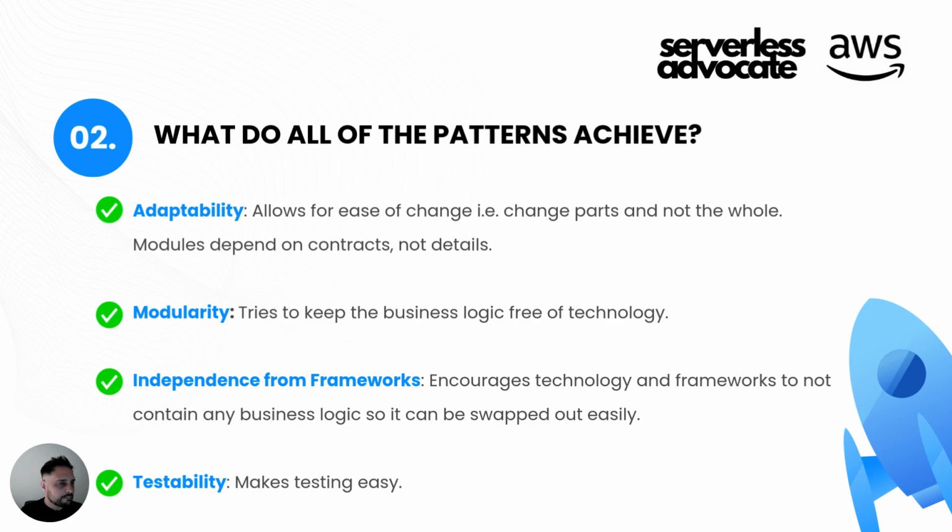So if we look at all these different patterns, there are 4 key things that they achieve. We've got adaptability, so you should be able to change just a part of the architecture or part of the code without changing the whole. Then we've got modularity, so we need to keep different parts of the system separate, business logic away from technology and vice versa. It should be independent from frameworks, so we can swap out one framework for another very easily without having to change everything. And one of the key tenets is testability. How do we make testing easy?